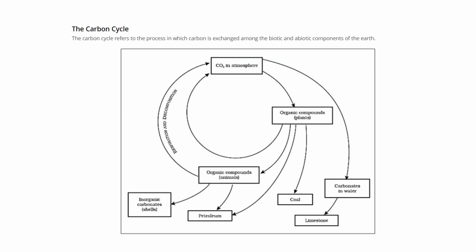The carbon cycle refers to the process in which carbon is exchanged among the biotic and abiotic components of the earth. So this is the chart for the carbon cycle. You can refer to it once we learn the next slides.